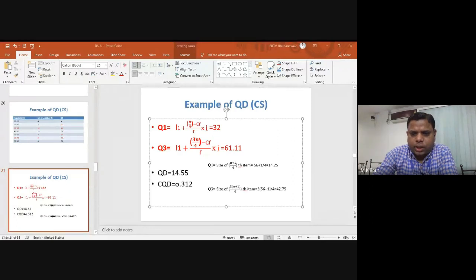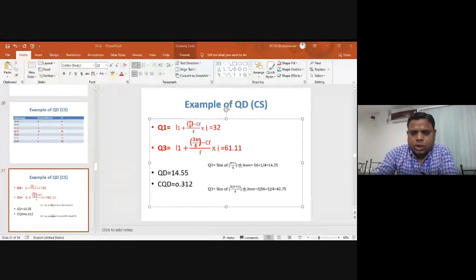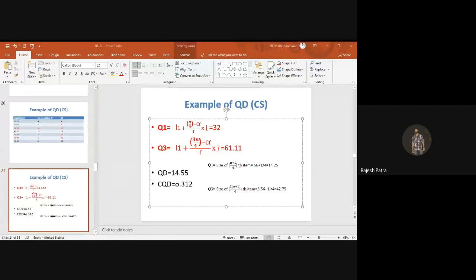Rajesh Patra, are you there? Yes, sir. Have you solved that one? QD, yes, sir. QD निकला 14.55 और COD निकला 0.312.